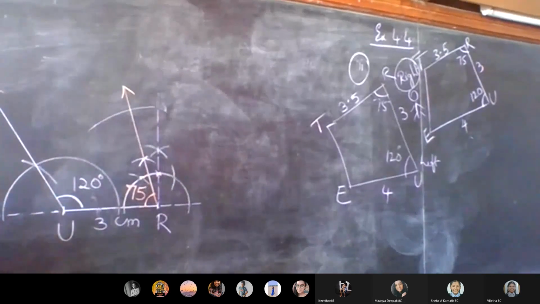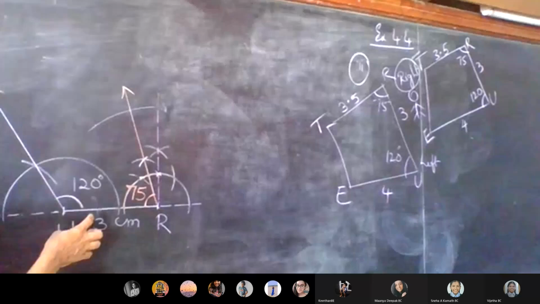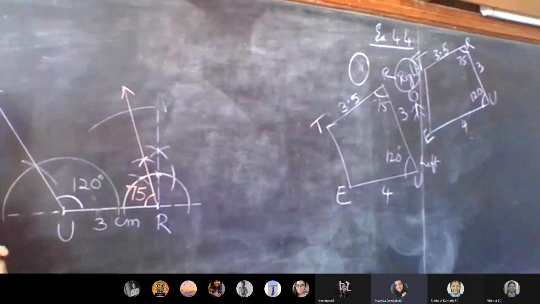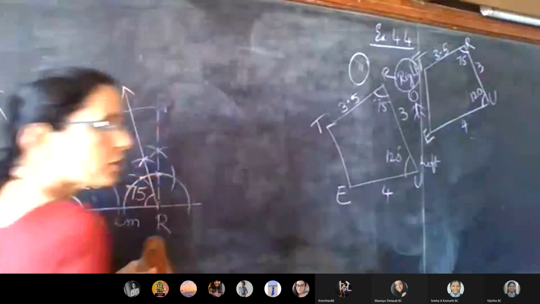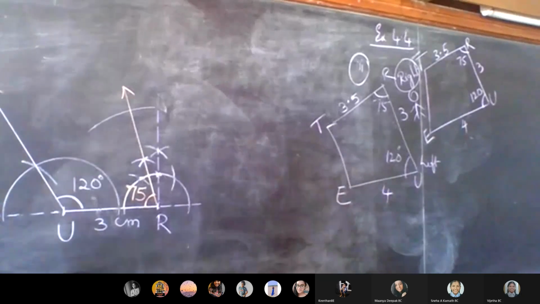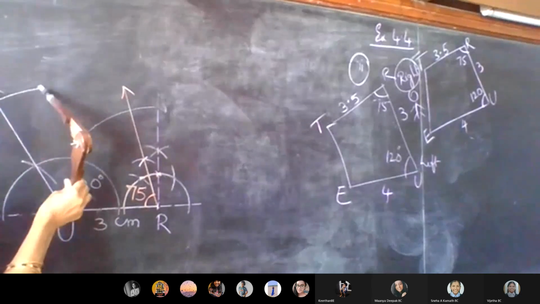What about this 120? Here where? Tell me from you, how should I proceed? Ma'am, we should cut 4 centimeter arc. Yes, sir. Because it is 4 centimeter away from you. So measure again 4 centimeter. I measured 4 centimeter from you. So cut this.